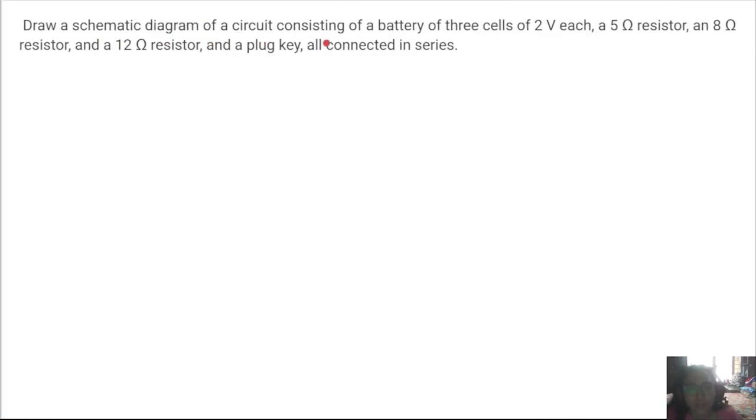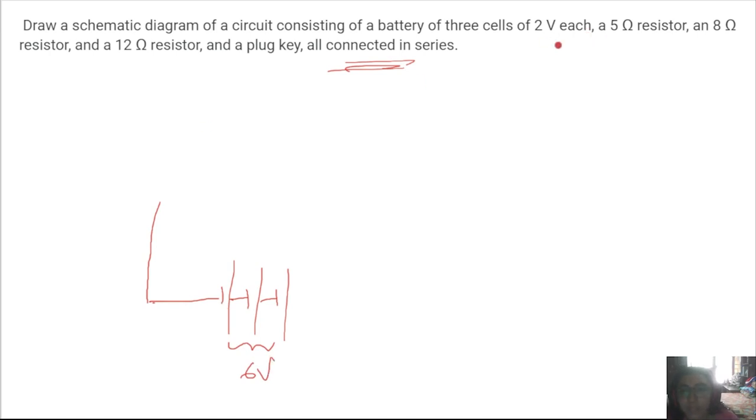Okay, draw a schematic diagram of a circuit consisting of a battery of 3 cells which have 2 volt each, a 5 ohm resistor, an 8 ohm resistor and a 12 ohm resistor, all connected in series. This is the keyword here. There is a battery of 3 cells of 2 volt each, so what will be the total potential difference of the whole circuit? It will be 2 plus 2 plus 2, 6 volt, right?